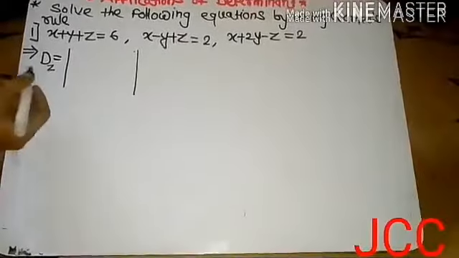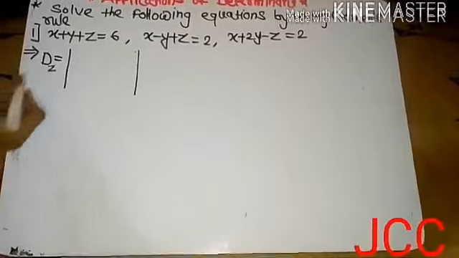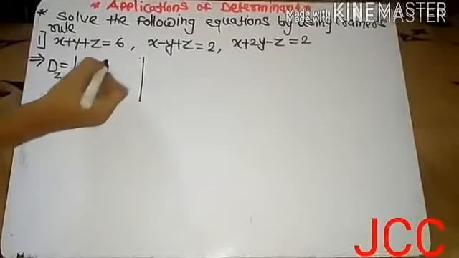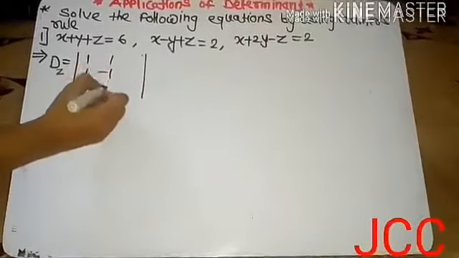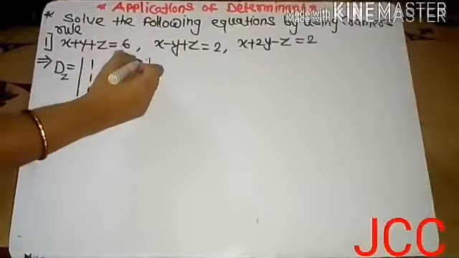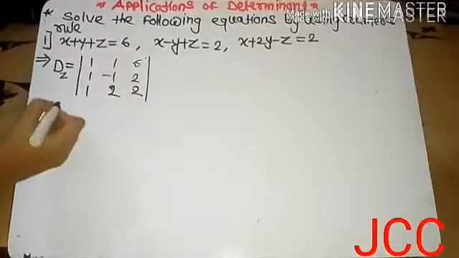Now we solve dz to get the value of z. First column of coefficient of x as it is, second column coefficient of y as it is, and in place of third column we write right side elements 6 2 2 and solve it.